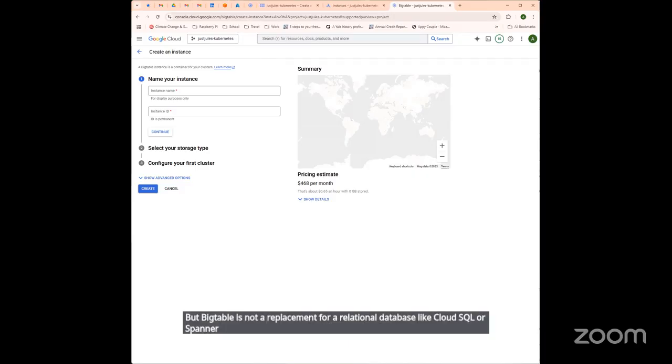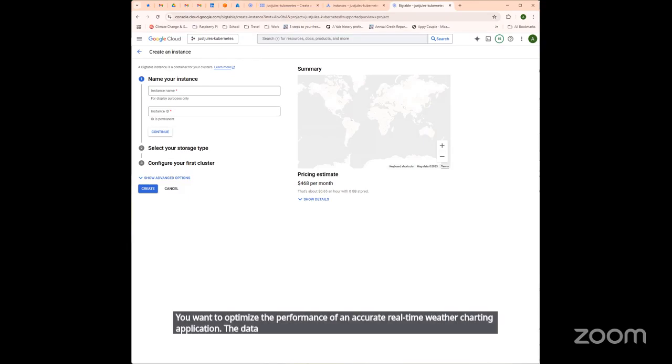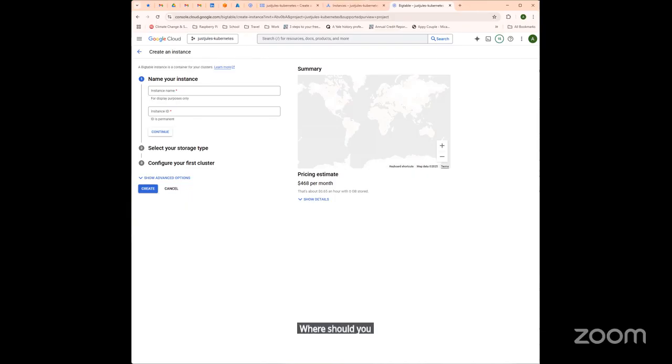If you need SQL joins, transactions, or multi-table consistency, use those tools instead. So here's a couple of practice questions. You want to optimize the performance of an accurate real-time weather charting application. The data comes from 50,000 sensors sending 10 readings a second in the format of a timestamp and sensor reading. Where should you store the data?